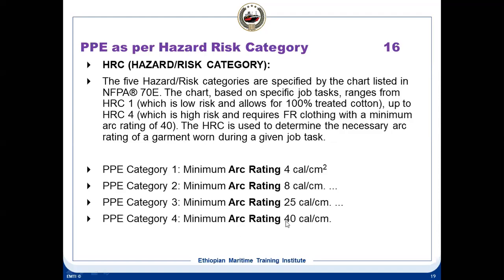So on board ship, you will find basically up to a maximum of 40 calories per centimeter square. That is the arc suit. This arc suit we have is the maximum. So you can use any of these ratings, but these are the 4 categories. Again here, you can see the different calories per centimeter square, it changes. And accordingly, your PPE will also change.